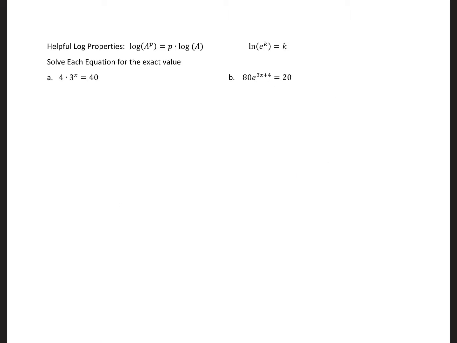But what do we do in a situation where we can't write the number on the right as the same base? What we're going to do is use some log properties. The first log property is this one. If you do a log of some number to a power of p, you can pull p to the front. So notice here how we're asked to solve for the exact value. So let's try and do that. Let's try and solve 4 times 3 to the x equals 40 for the exact value.